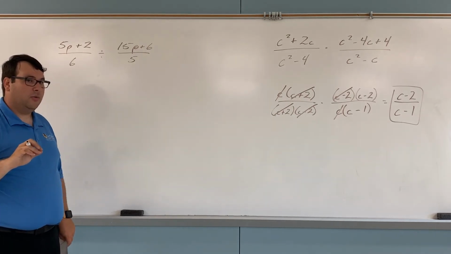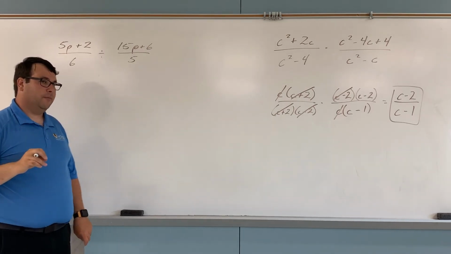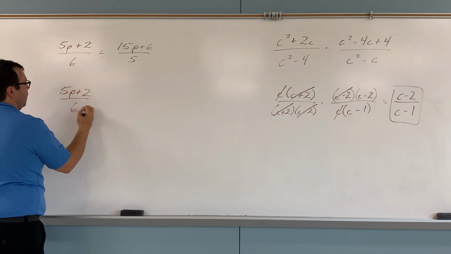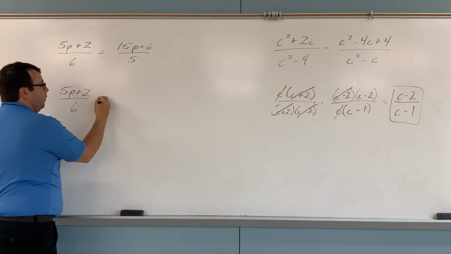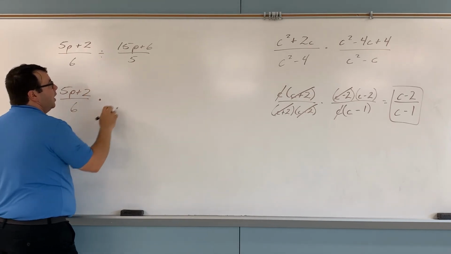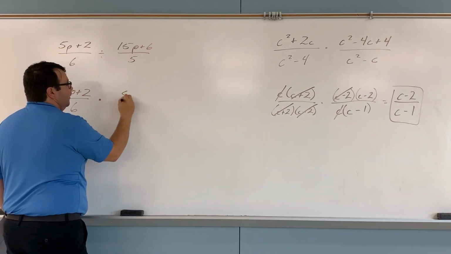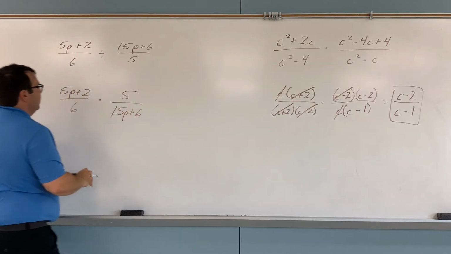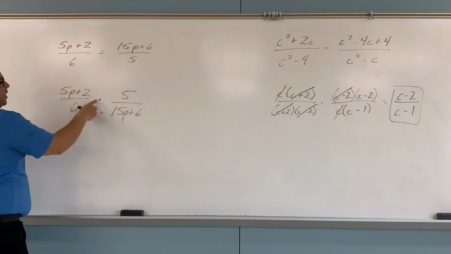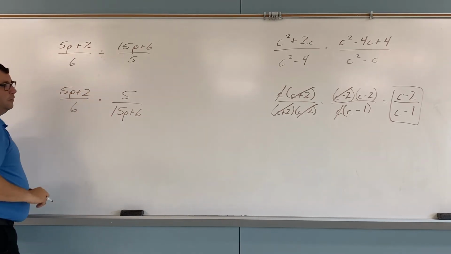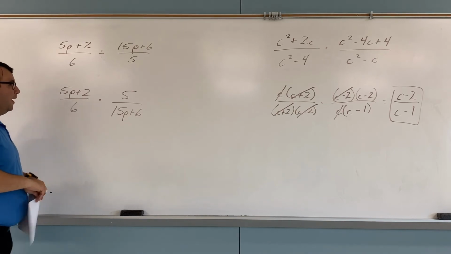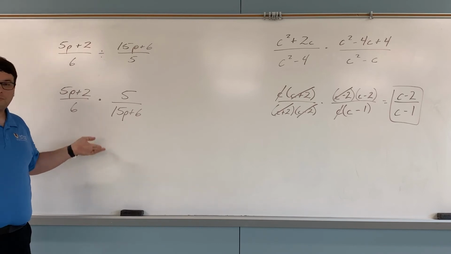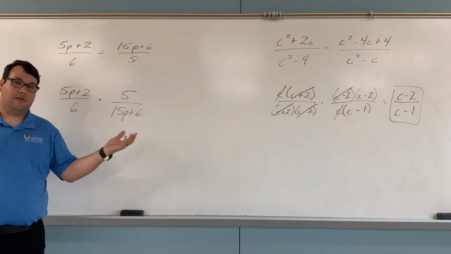The first step that we're going to do is something called keep, change, flip. We keep the original exactly as it is. We change the sign from division to multiplication, and we flip, or reciprocate, the second rational expression. So we keep, change, flip, and that's what we get here. We went from division to multiplication. Now what do we do? At this point, you break it up into little pieces and see what you can cancel.